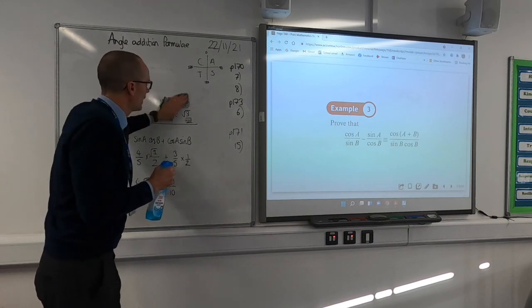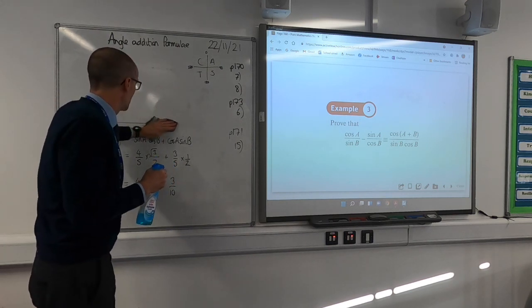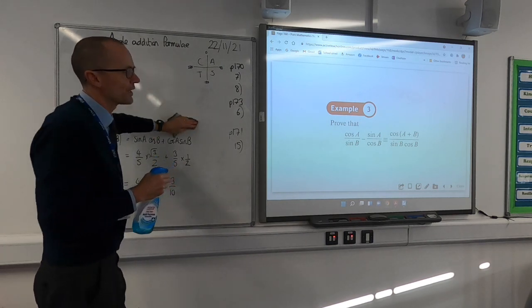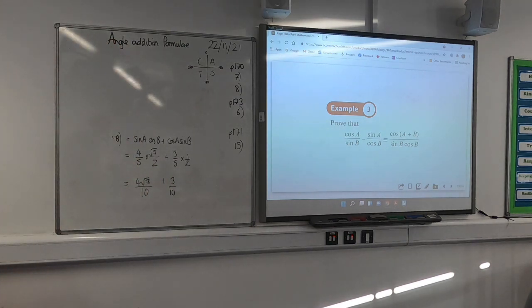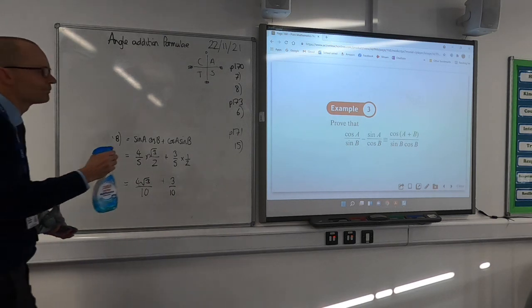So look at the left-hand side. I can't help noticing the right-hand side is written as a single fraction, so see if you can make the left-hand side into a common denominator fraction subtraction sum.